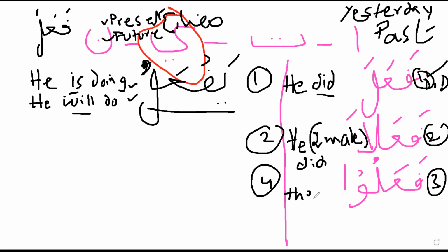They did, and are they present or absent? Absent, because it already happened. Very good. Is this concept clear now?